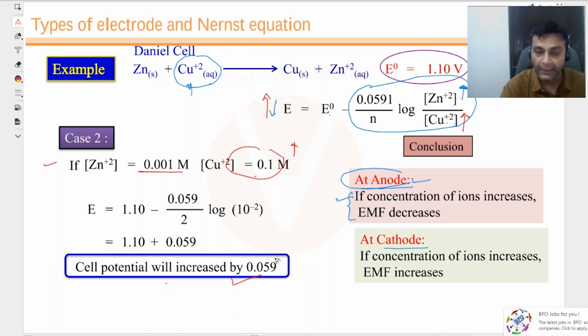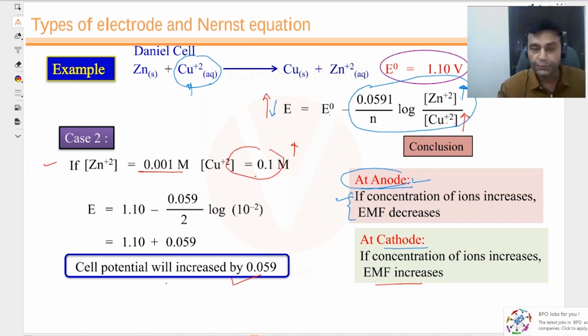Yes, friends. Very clear that if the concentration of the ions at the anode increases, the EMF value will decrease. And if the concentration of the ions increases at the cathode, the EMF value increases. Any doubt here? All clear? Good.